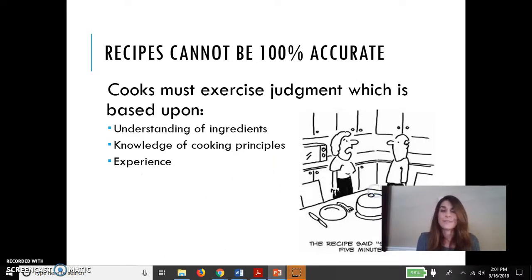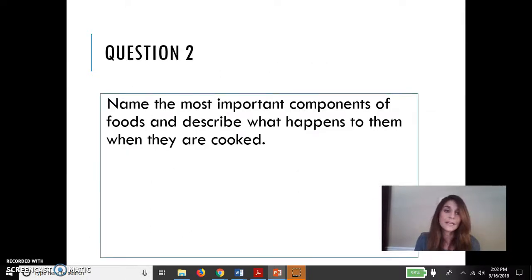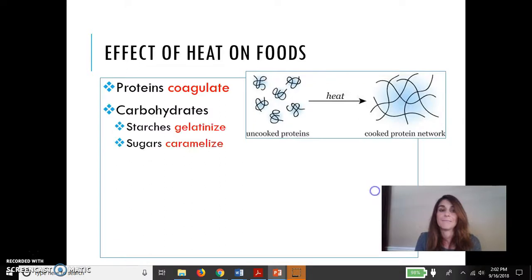So remember we talked last time about cooking with judgment. So definitely recipes cannot be 100% accurate. So there is some cooking knowledge that we must have as cooks and hopefully as chefs that we can exercise judgment based upon. So knowledge of ingredients and what method is best used to cook those ingredients, knowledge of cooking principles, and ultimately the experience of applying those principles to those ingredients.